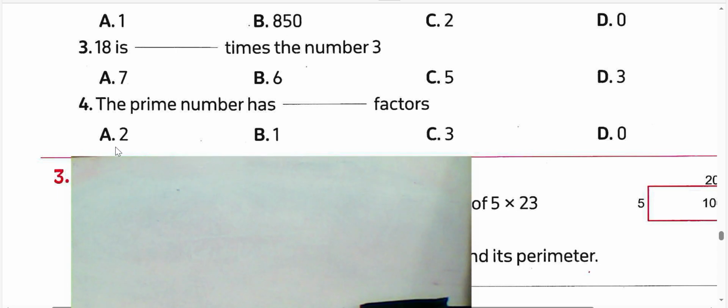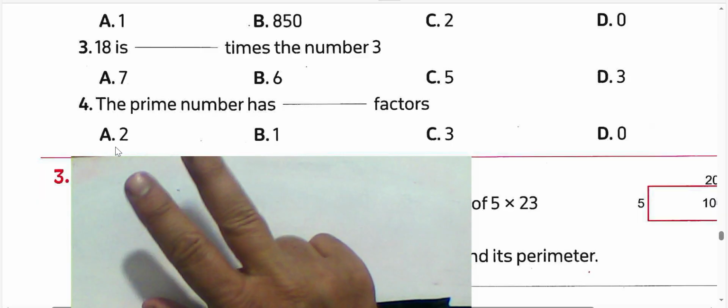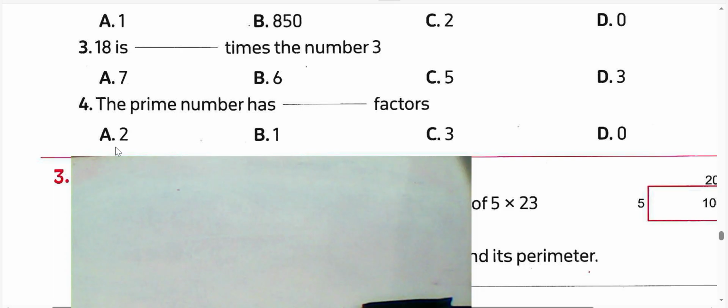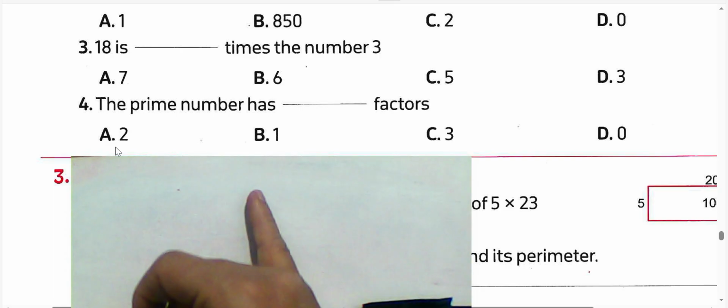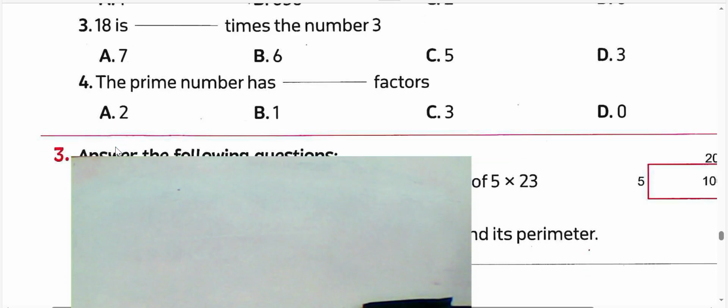The prime number has 2 factors. Any prime number can be divided by itself and 1 only. Then the prime number has 2 factors. 2 can be divided by itself and 1, so it has 2 factors. A number like 7 is a prime number. It can be divided by itself and 1, so it has 2 factors.